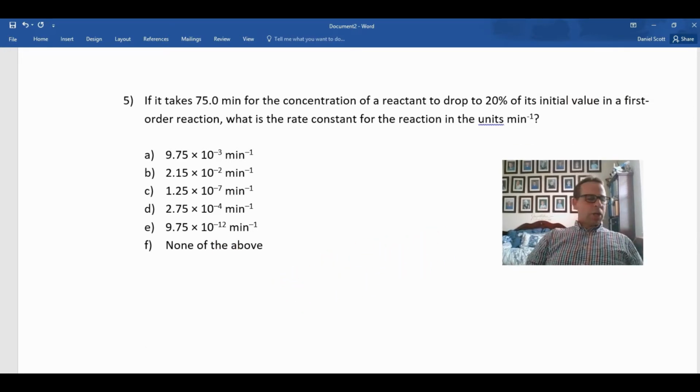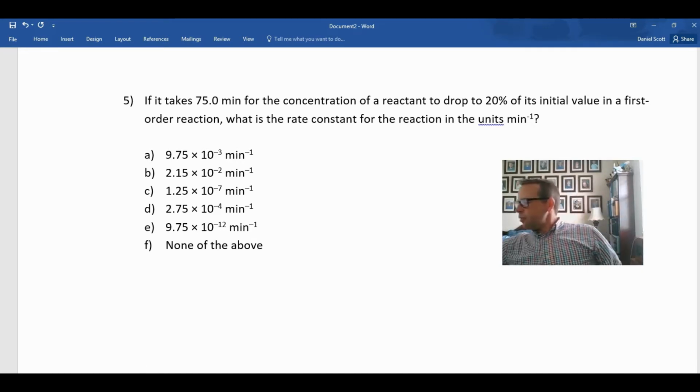Number 5, go ahead and take a shot at it. Push pause. Go look for any equations that you think you might need. Try to take a shot at this one, okay? So it says, it takes 75 minutes for the concentration of a reactant to drop to 20% of its initial value in a first order reaction. What's the rate constant for the reaction in units per minute?